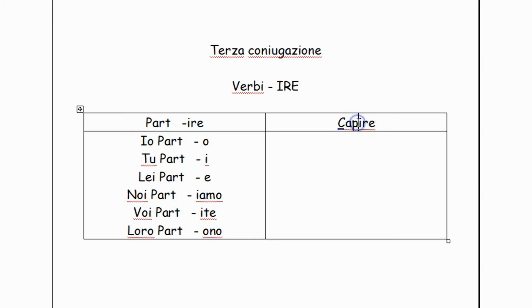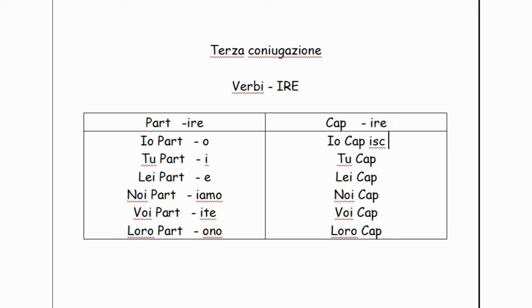Now let's look at capire. Again, we split the stem and the ending. The stem is cap. And here is where we really need to start paying attention. Io capisco. Tu capisci. Lei capisce.